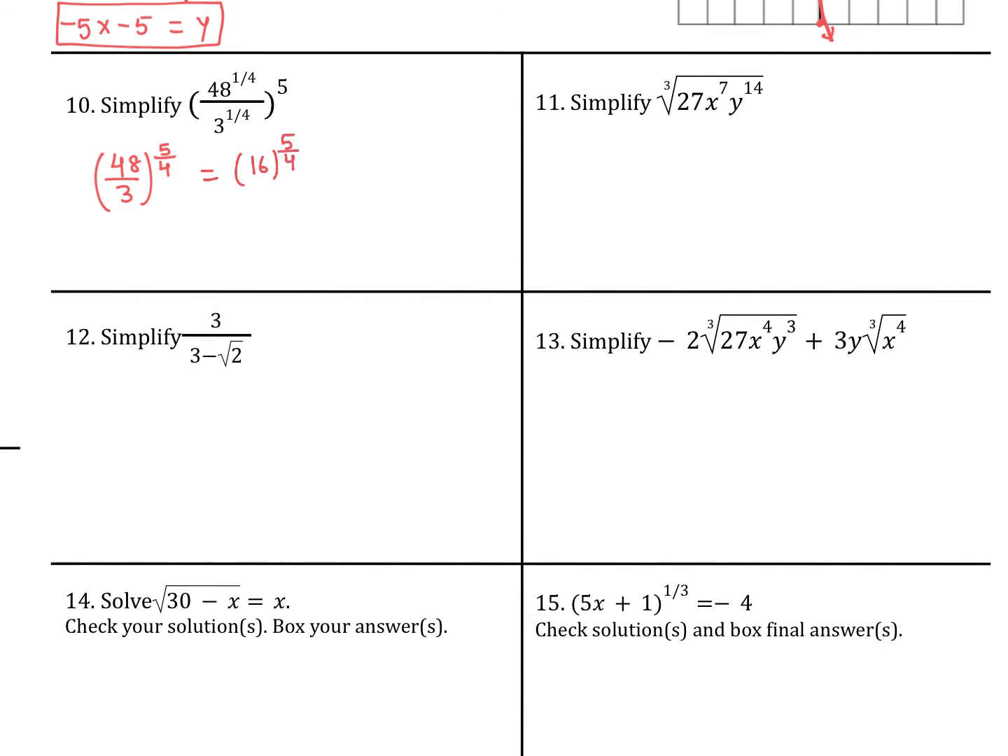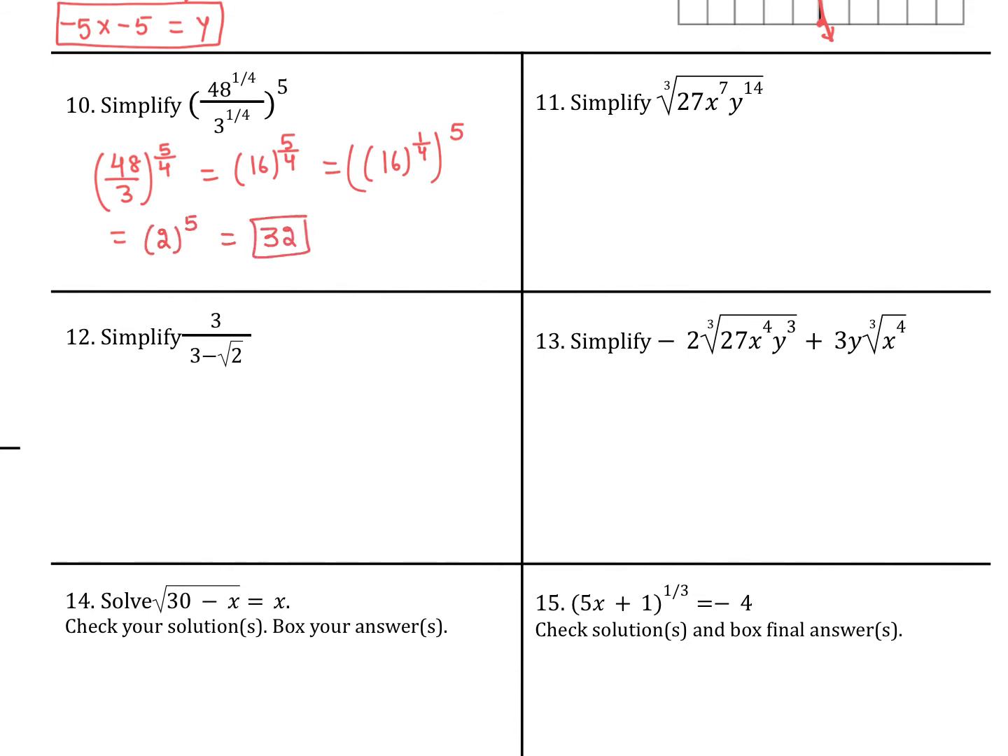5 over 4. We are going to separate 5 over 4 again, and what we got here is 1 over 4 times 5, which means that we are going to solve 16 to the power 1 over 4, or in other words, we're going to get the fourth root of 16. So the fourth root of 16 is going to be 2, and 2 to the power 5 is 32.